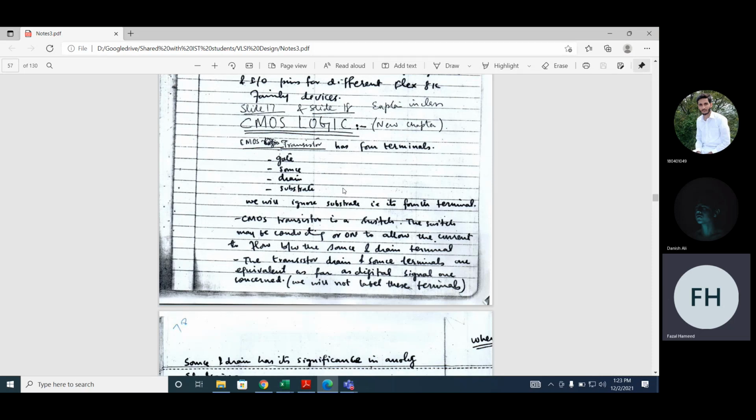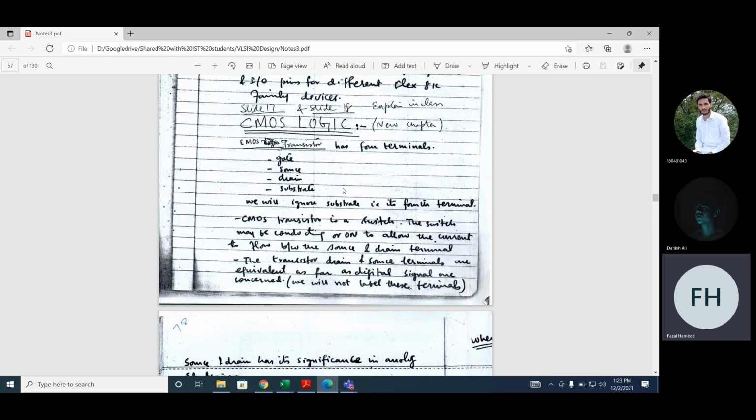There are four terminals. The first terminal is the gate terminal. The second terminal is the source. The third one is the drain, and the fourth one is the substrate. And the substrate is typically grounded. Okay, so we will ignore the substrate as it's the fourth terminal.